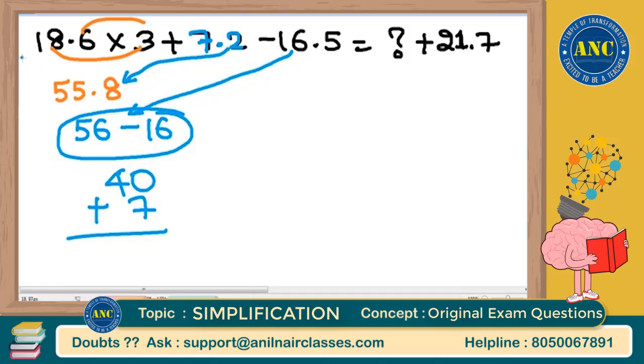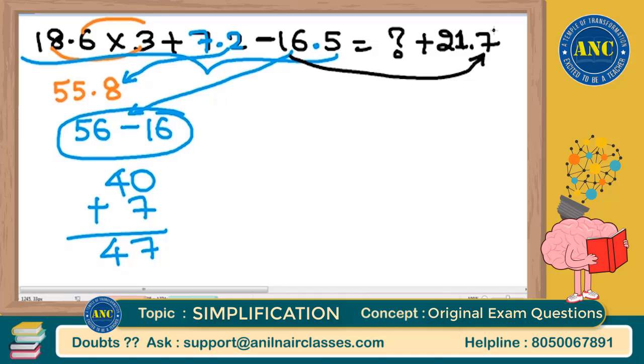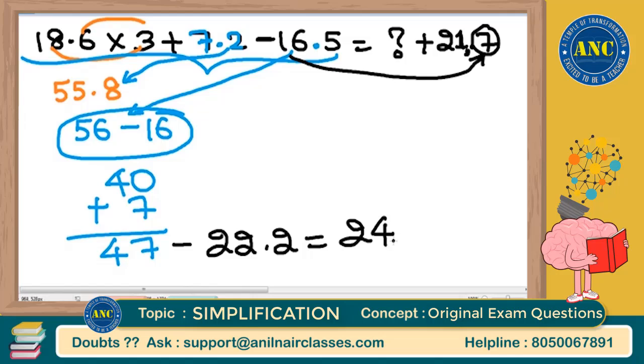That means this entire number is nothing but 47. And then for that 47 another 0.5 is there. Now that 0.5, whatever is there with a negative sign, I will shift it to this person because this person is already having a decimal. Let that person keep it. So this becomes 47 minus 22.2. Your answer is 24.8. This is how you should simplify it so fast.